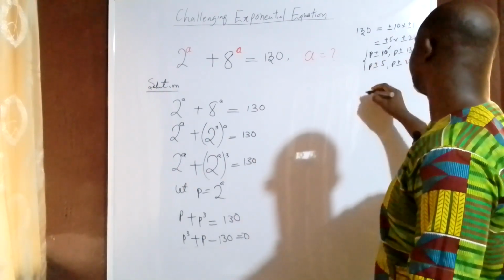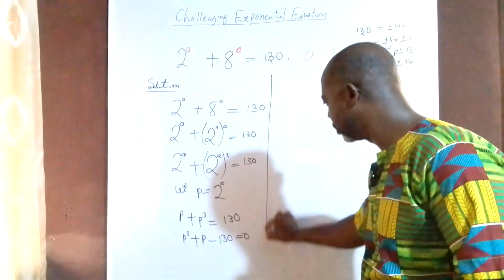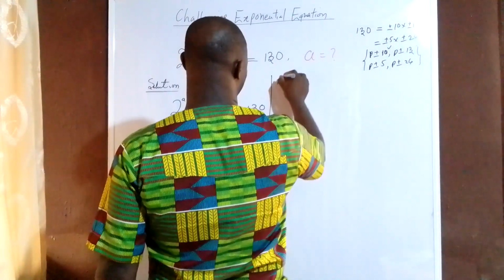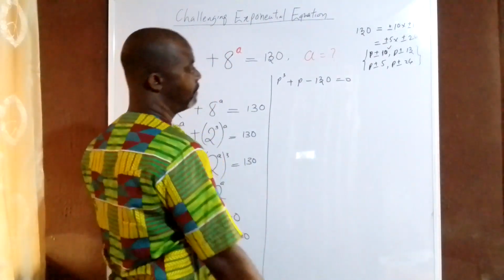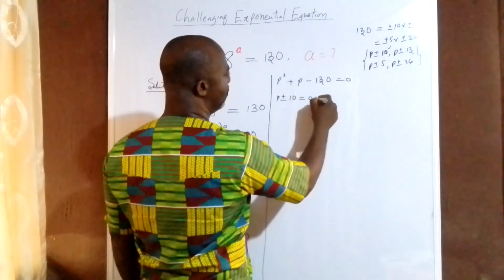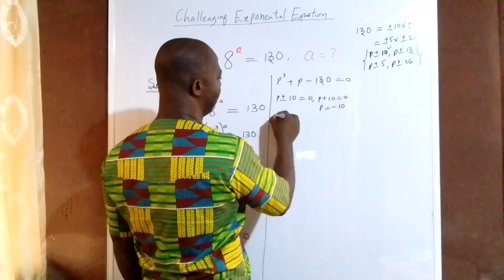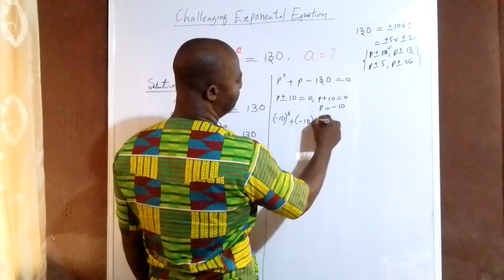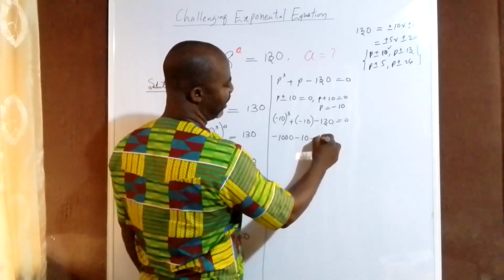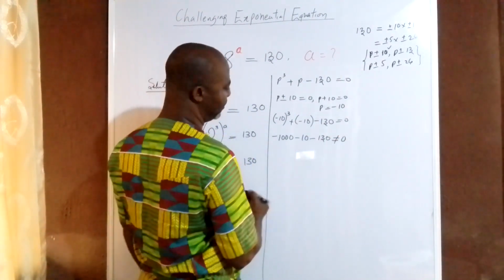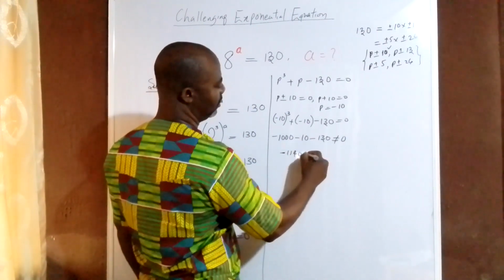So let's start with the first one. To start, what I'm going to do is to substitute these factors into the equation. First we have p cubed plus p minus 130 equal to 0. That's our equation. So let's start with the first factor, p plus or minus 10 equal to 0. I'm going to use p plus 10 equal to 0, so p equal to minus 10. So we have minus 10 cubed plus minus 10 minus 130 equal to 0. Let's see if that will give us 0. This is minus 1000 minus 10 minus 130. This is not equal to 0 because the left hand side is going to give us minus 1140, which is not equal to 0.